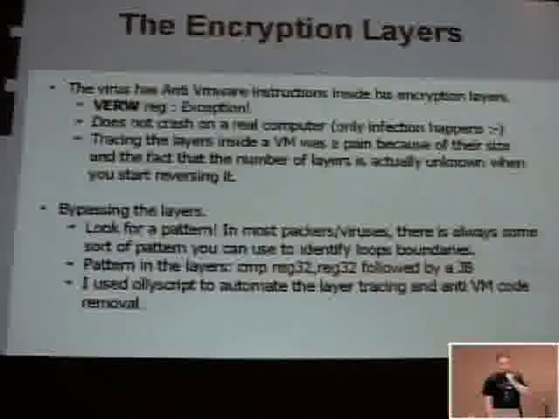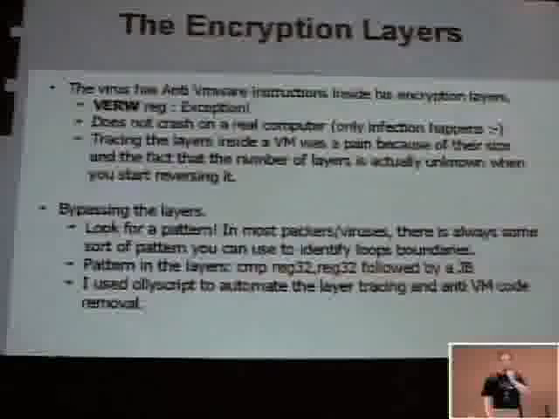So tracing through the layers was very boring and slow because they were pretty big, and you don't actually know how many layers the virus created because it's random. So what I did is I'm a lazy person, so I try to find a pattern, and most viruses and packers or anything doing encryptions usually have a pattern that you can locate and exploit. So in this one, fortunately, it's really simple. It's a CMP and 2 random registers followed by a JB, but unfortunately there is a fake CMP followed by a JB, but those fake ones are actually jumping very close to their EIP, whereas the real ones are jumping very far because the layers are pretty big, so you can actually use a pattern from this.